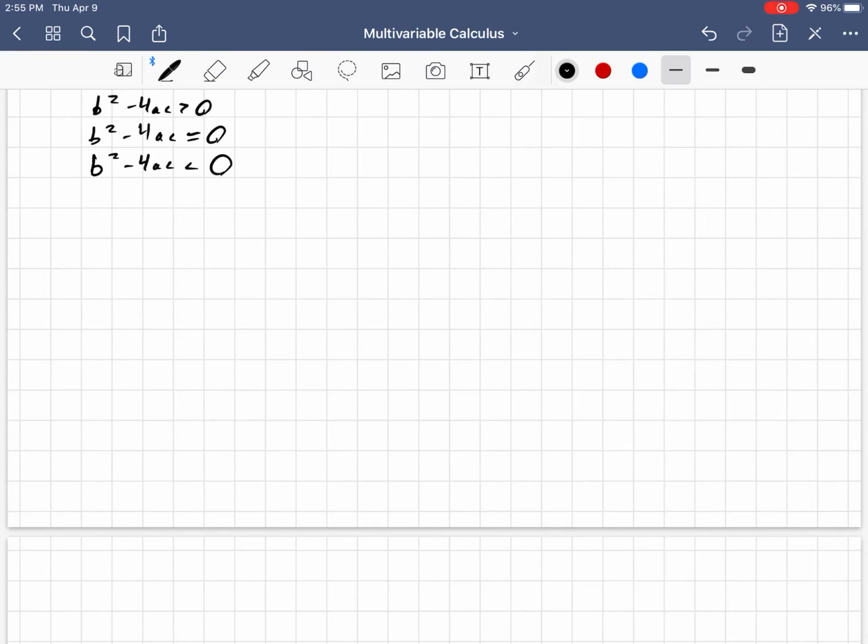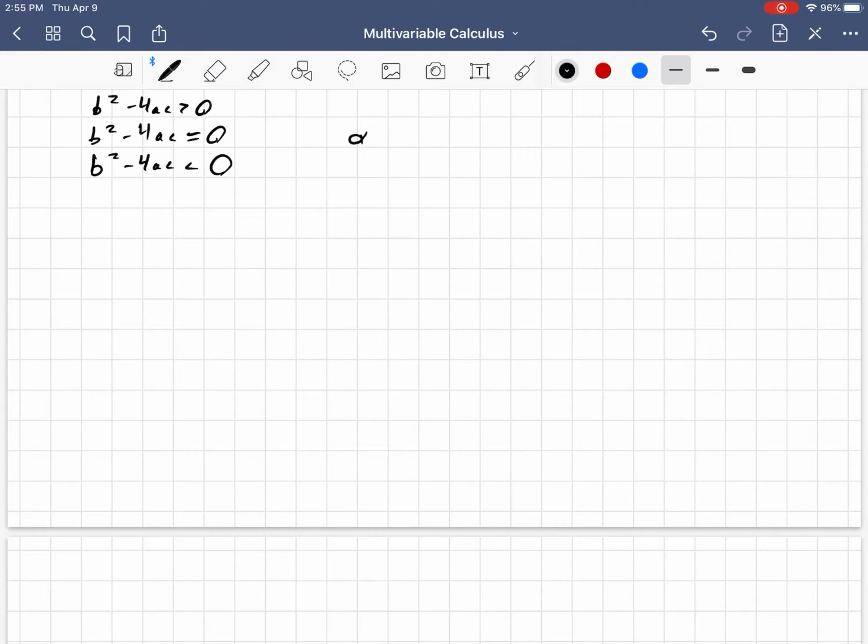Now the only thing that's left is where b squared minus 4ac is less than 0. In other words, complex roots. And this is probably the most interesting case. So remember, let's say we take the characteristic equation.